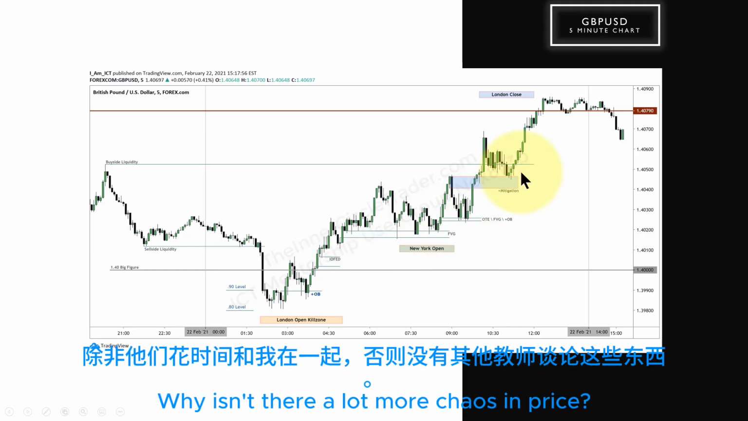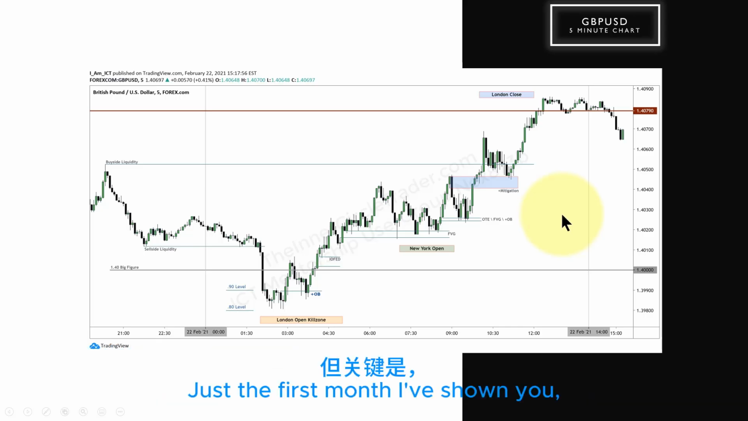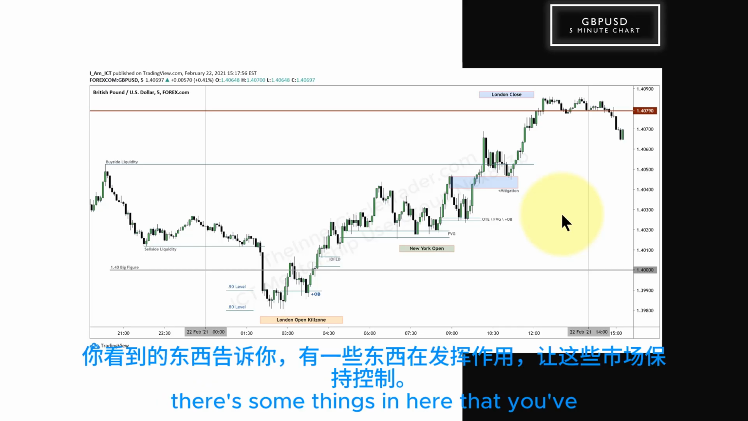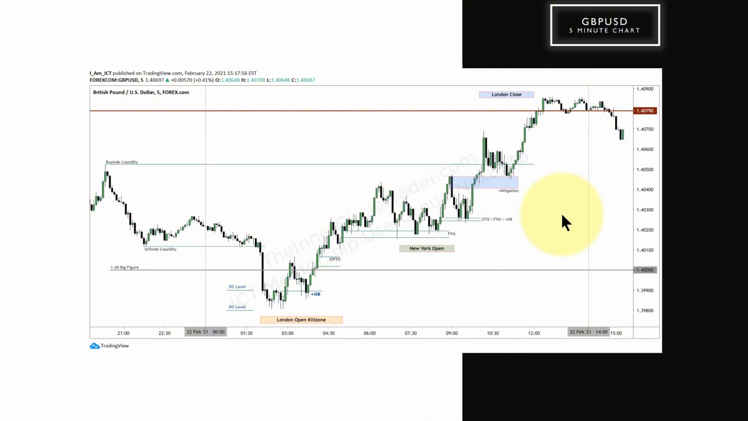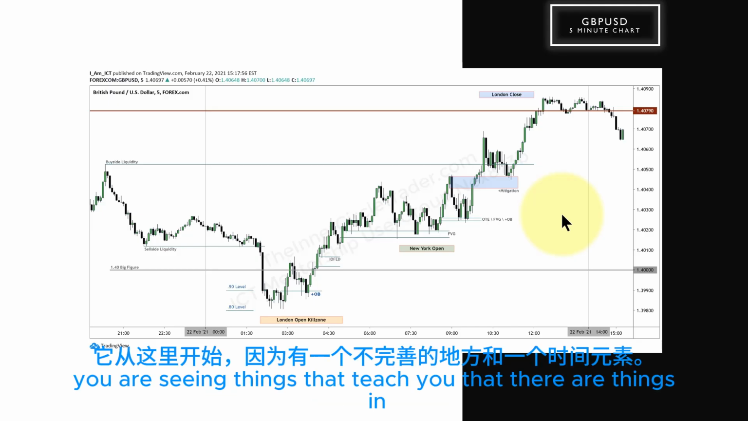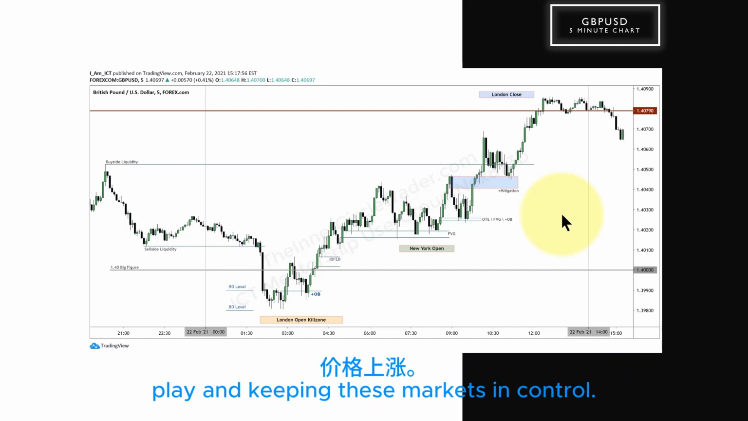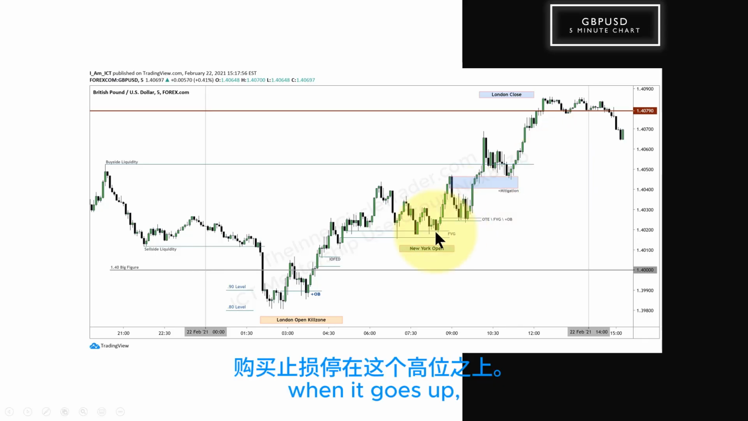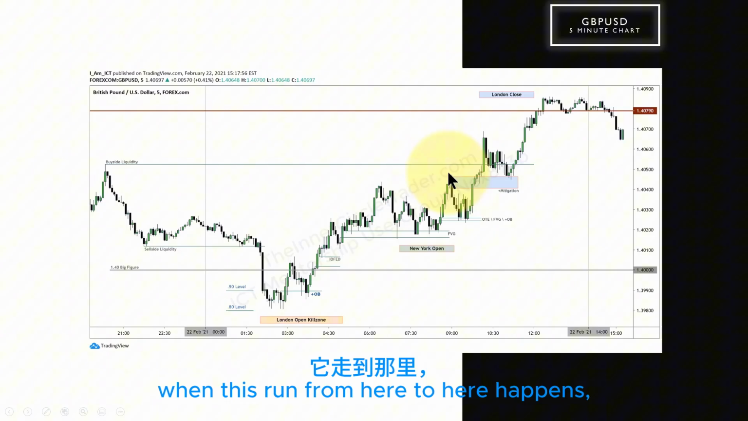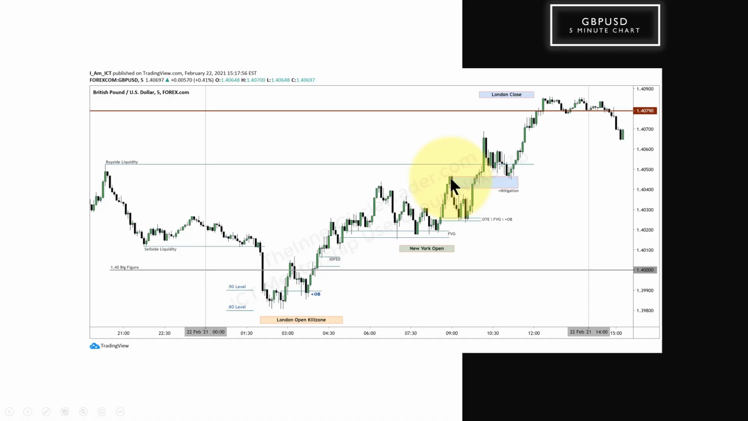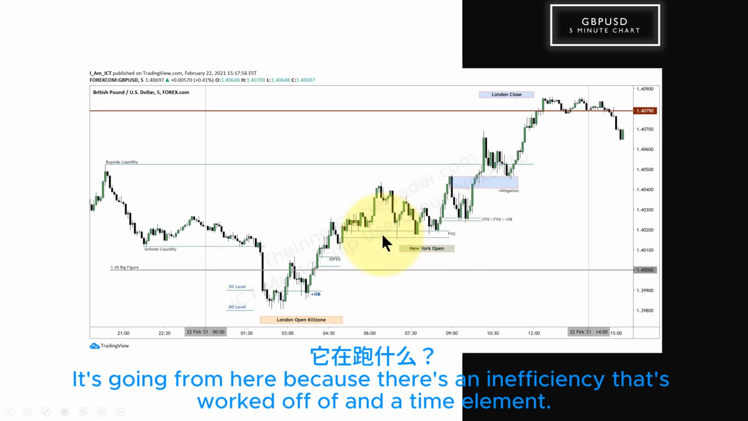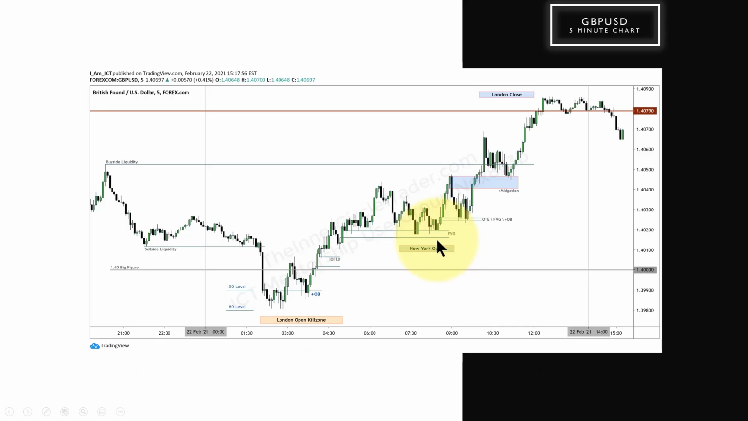Why isn't there a lot more chaos in price? Well, just the first month I've shown you, there's some things in here that you've never been seeing in your studies before. No other teacher's been talking about them, unless they spend time with me. But the point is, you are seeing things that teach you that there are things in play keeping these markets in control. So when it goes up, when this run from here to here happens, is it just randomly going from here to here? No. It's going from here because there's an inefficiency it's worked off of and a time element.